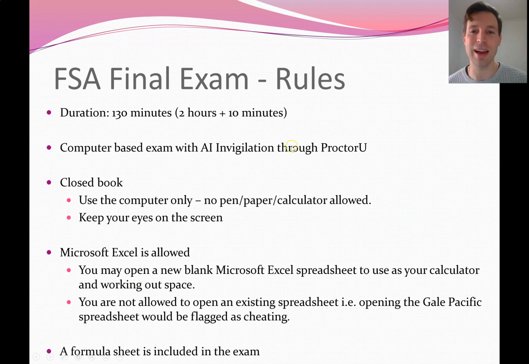So in the exam, ProctorU will be set up to allow you to open up a new blank Microsoft Excel spreadsheet. Okay, so maybe on your desktop, make sure you've got a shortcut to Microsoft Excel. So when you're in the exam, minimize the exam window and open up Excel and switch between Excel and your exam. Okay. You're not allowed to open an existing spreadsheet, so you won't be able to open up the Gale Pacific spreadsheet. If you try and do that, you will get flagged as cheating. So make sure you're just opening up a new spreadsheet there.